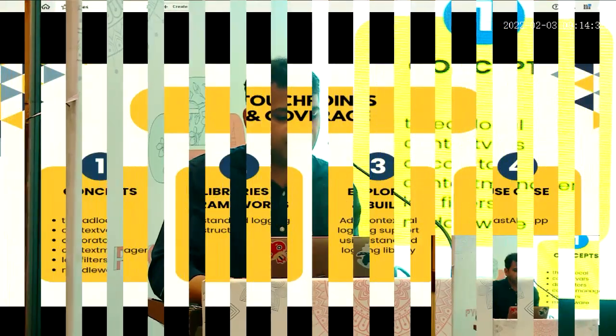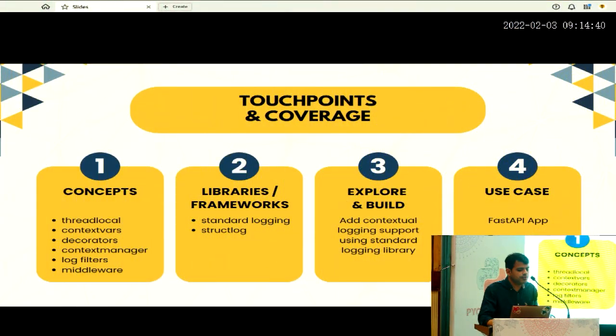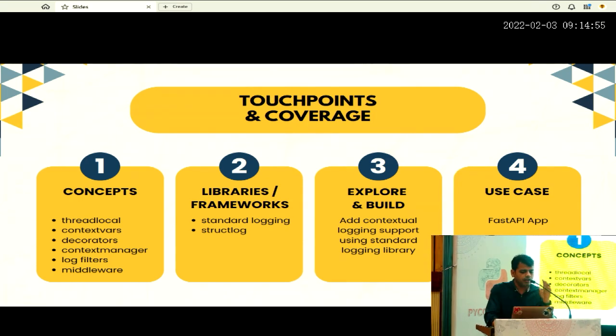In today's session, we'll be touching upon a few concepts, including thread local, context vars, decorators, context managers, log filters, and middleware, not particularly in this order, but over the course of the discussion. Secondly, we will be diving deeper into the standard logging module as well as the structlog library. We'll explore and build contextual logging support for the standard logging. Eventually, we'll conclude with a use case having a FastAPI modern application with support for contextual logging.